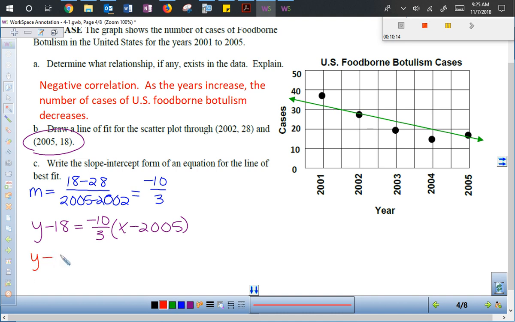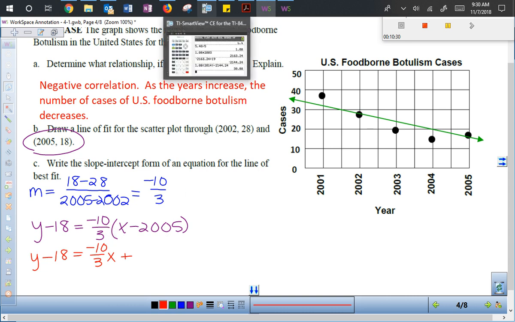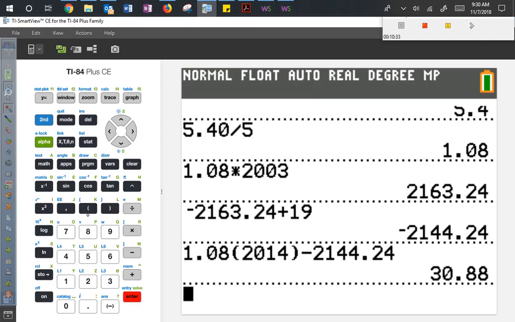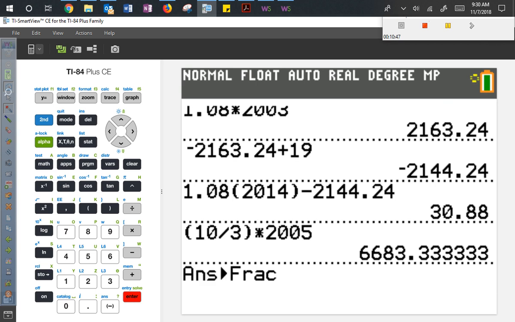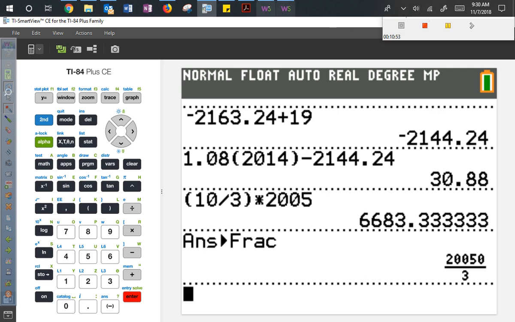I'm going to distribute negative 10 thirds, and I'm going to get negative 10 thirds x. And then I'm going to take negative 10 thirds times negative 2005. Just a reminder, we're going to start with the signs. Negative times a negative is a positive. And then I'm going to take 10 thirds times 2005. So in my calculator, I'm going to say parentheses 10 divided by 3 times 2005, and I get a decimal. Well, I want that to be a fraction. However your calculator turns it into a fraction, I'm going to hit math, enter, enter. And I get 20,050 over 3.